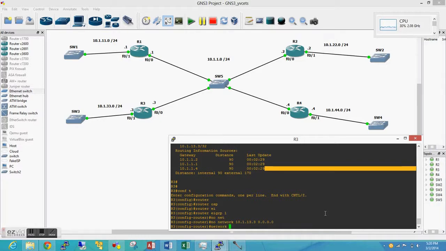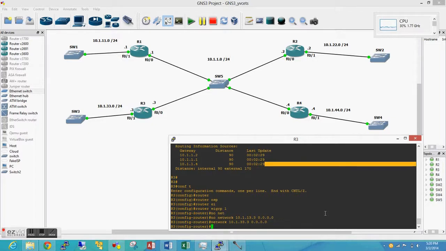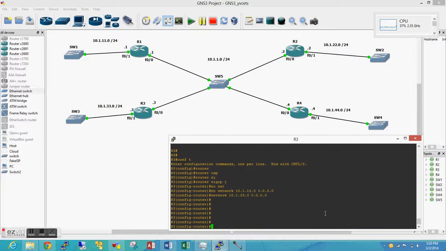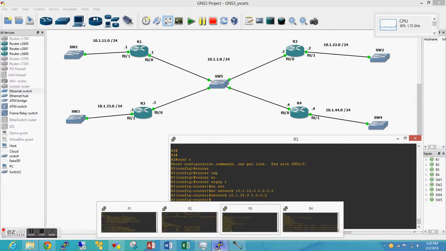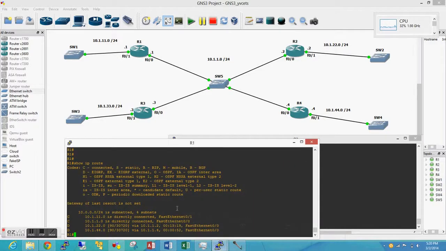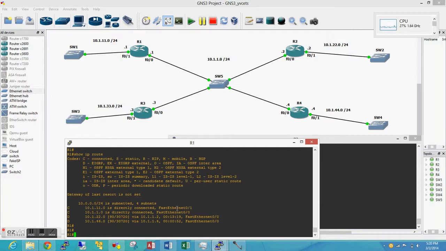Let's go ahead and set up the correct subnet for EIGRP. Network 10.1.33.3 0.0.0.0. Enter. So let's hop back over to router 1 and see what we've got in our routing table now.